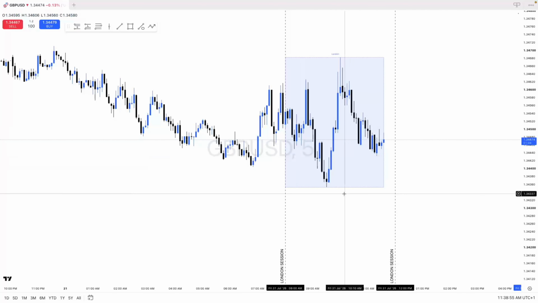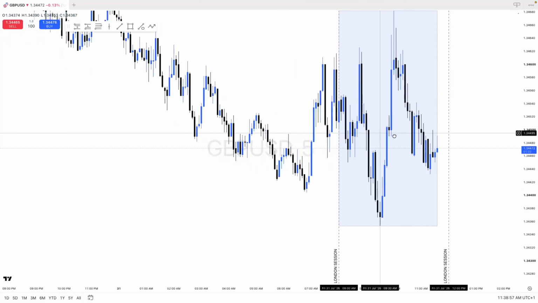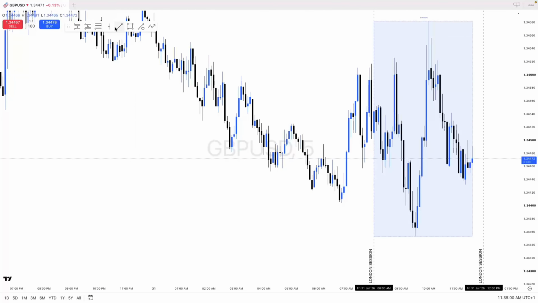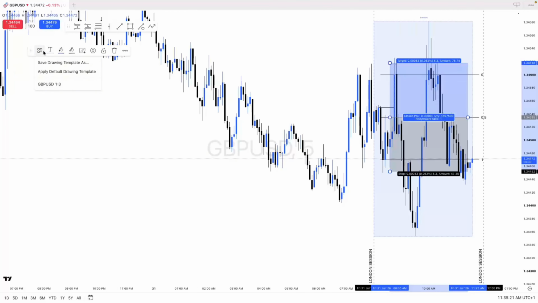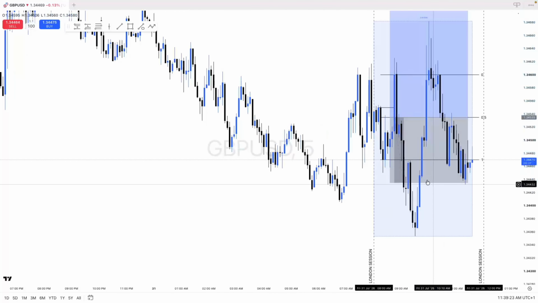And on the 5 minute, this trade to me made sense because I'm following my rules. London session high, trades low, break structure with a strong bullish candle, 50% entry, and then it was just a target of 1 to 3. I got 1 to 3, and this trade actually hit full stop loss.